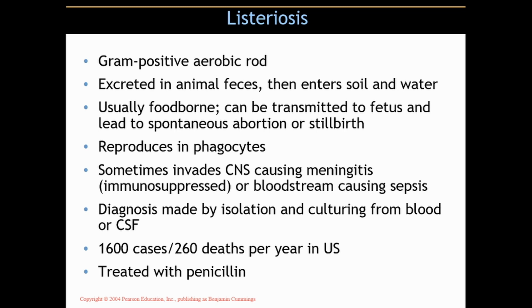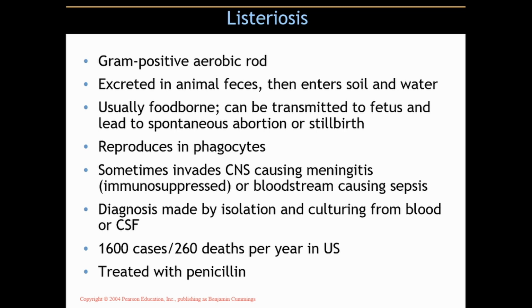Listeriosis is a gram-positive aerobic rod or bacillus. This would be a rod-shaped bacterium. It is excreted in animal feces, then enters the soil and the water, and then it gets consumed from there. So it gets out into the environment through the feces and then gets into the dirt, in which another animal then will chew the grass that has the infected feces on it or drink the water that has the bacteria in the water, and then they could contract listeriosis.